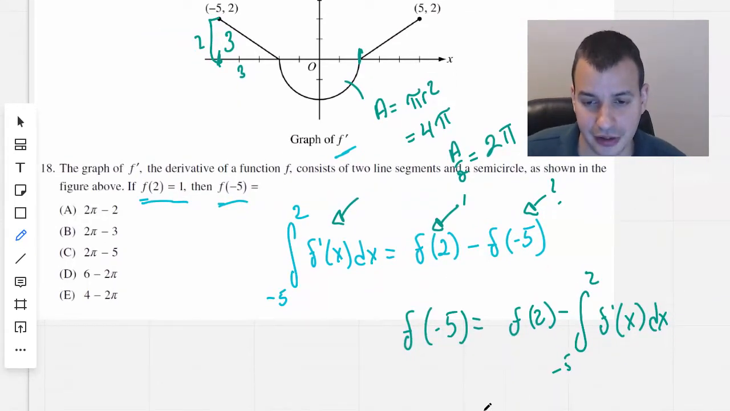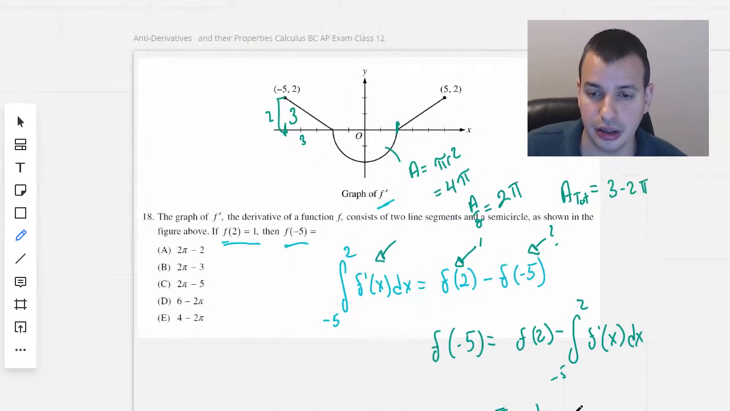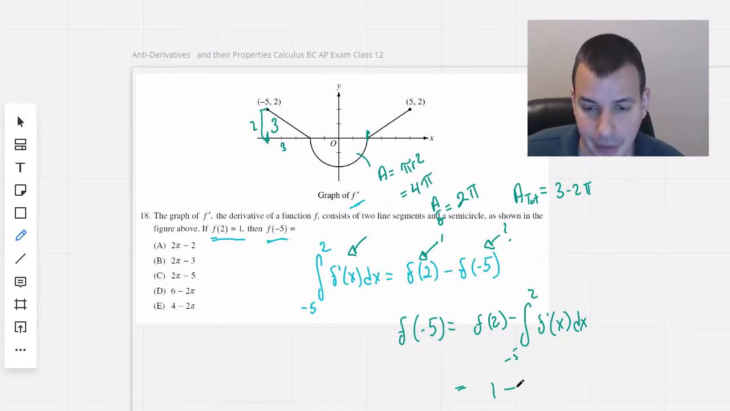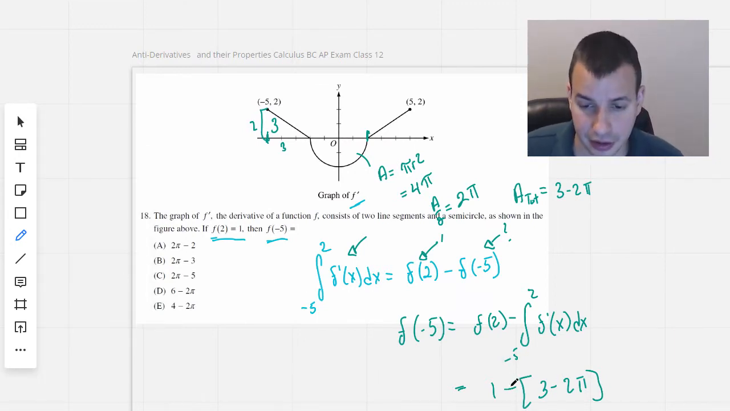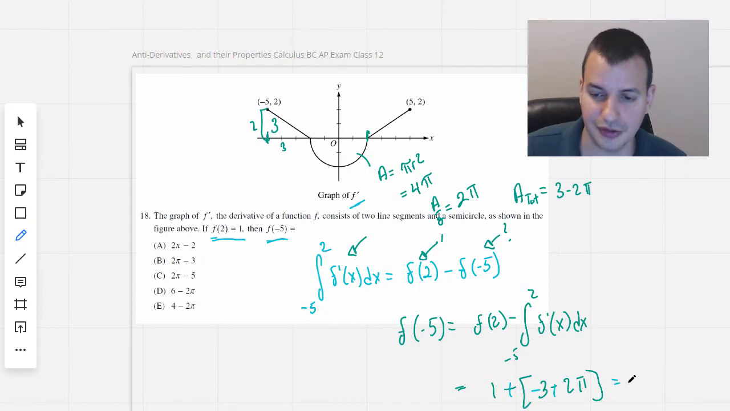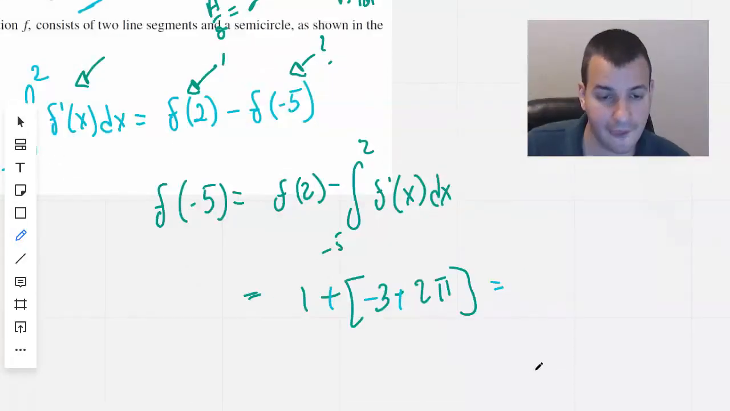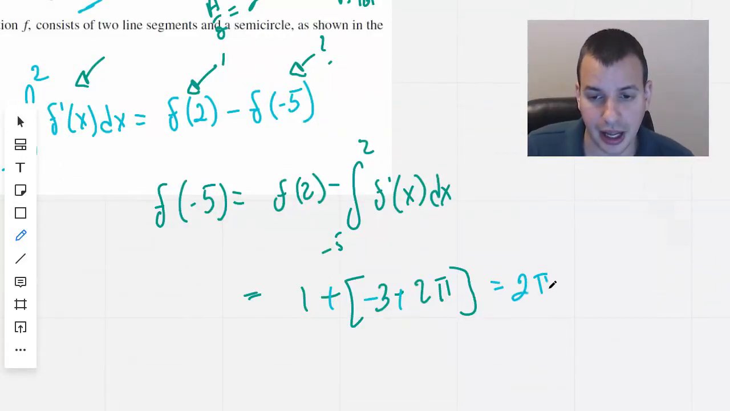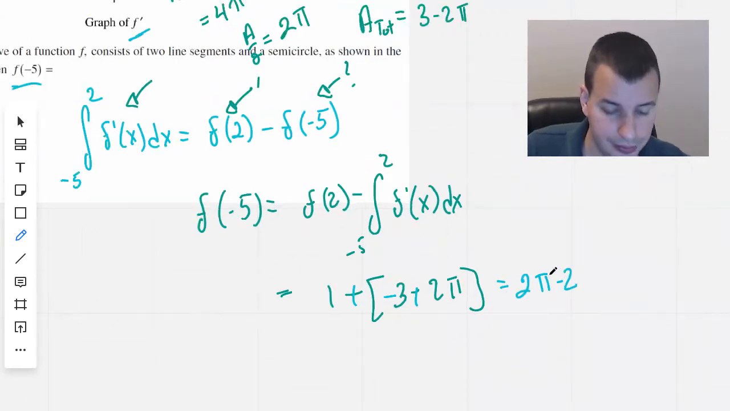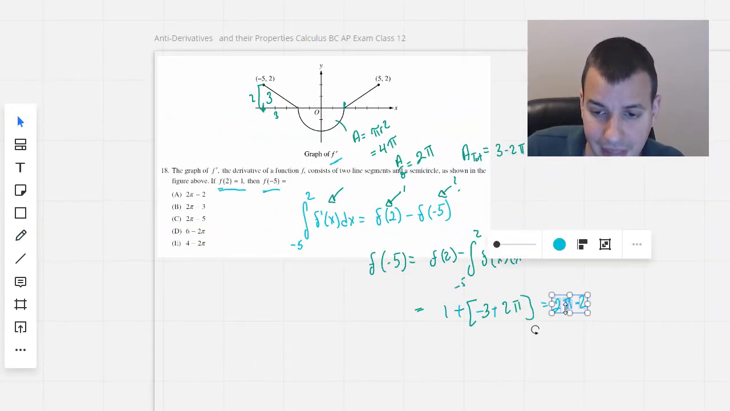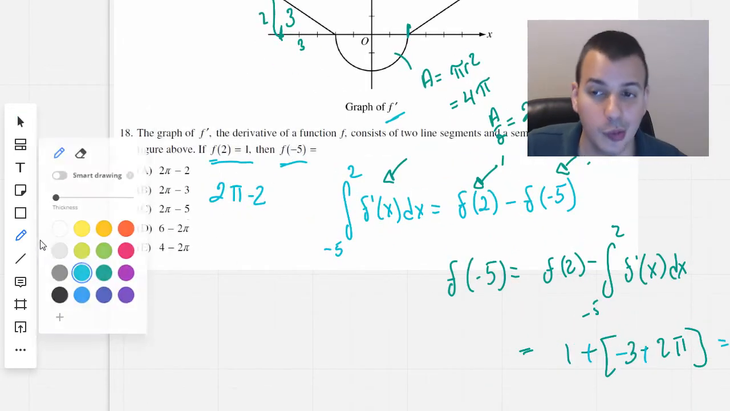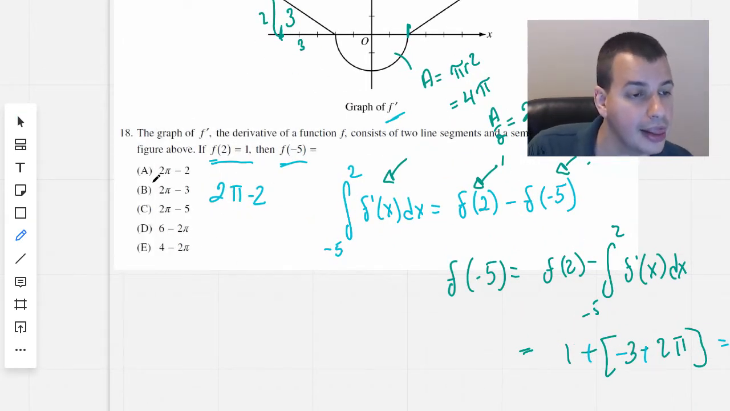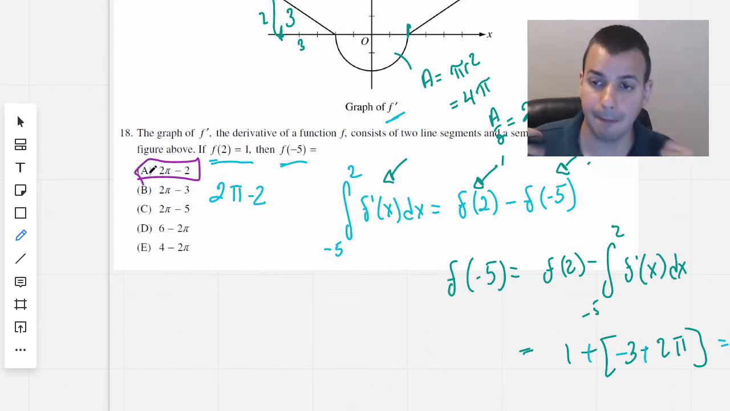So we have this equals 1 minus the quantity 3 minus 2 pi. Distribute the negative, and we are left with 2 pi minus 2 as the answer. That's even a possible answer, which is nice. And so the answer for this one would then be A.